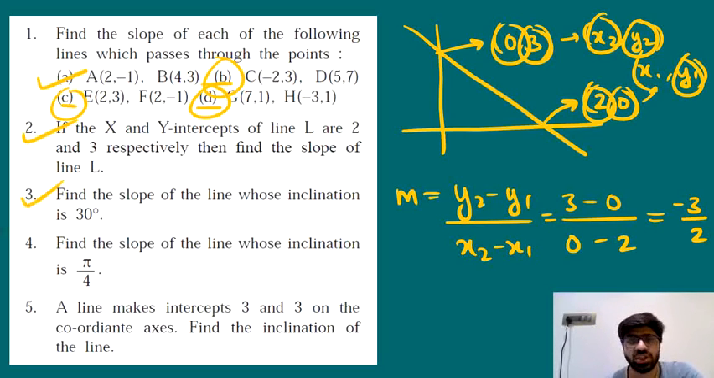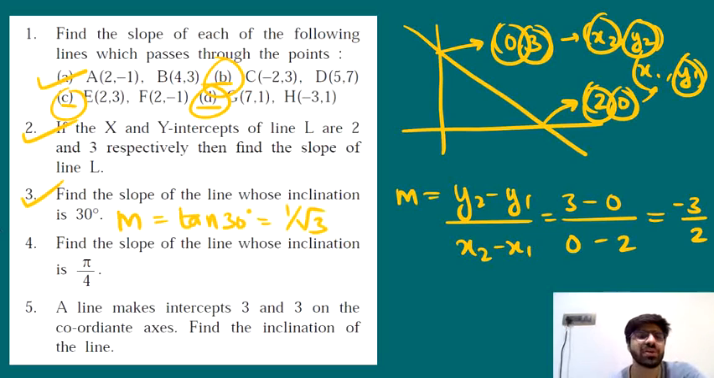Similarly, let's go ahead with question number 3. Find the slope of line whose inclination is 30 degrees. Inclination means the angle made by the line with the positive direction of x-axis. And if that is 30 degrees, the value of slope m will be given by tan 30, which is equal to 1 by root 3.